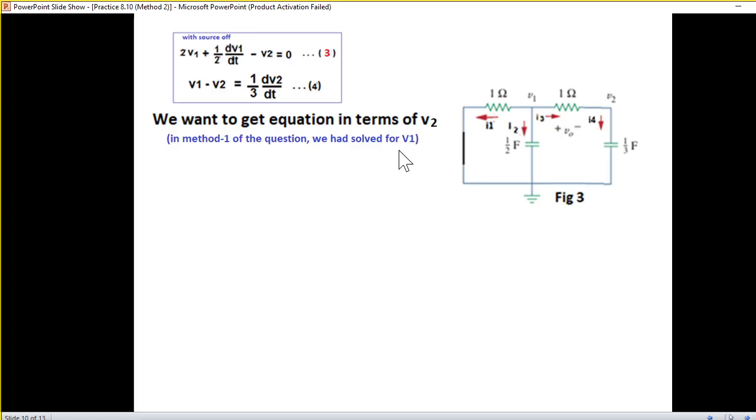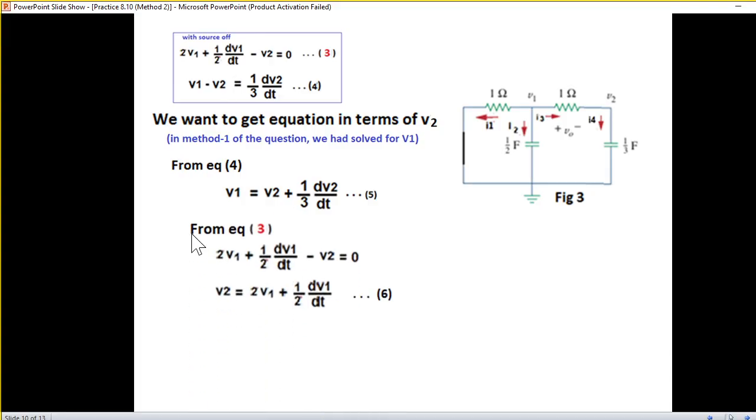So for V2, in method 1 we had solved it for V1. So for V2, from equation number 4, we'll use V1 equal to this, and we'll put V1 into the other equation to get V2. So from equation 3, this is equation number 3, and from here we rearrange. V2 is 2VA and half dVA, equation number 6.